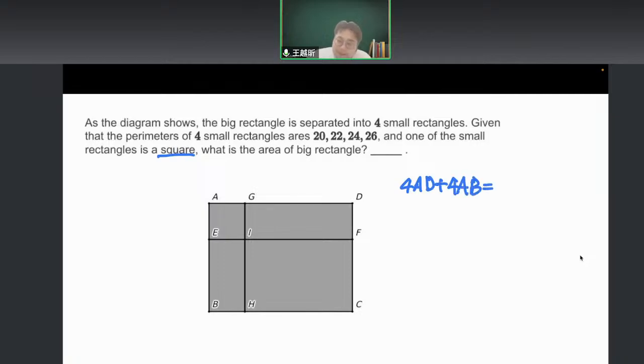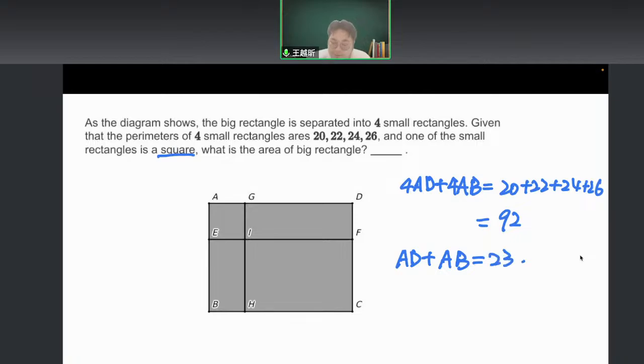is just 20 plus 22 plus 24 plus 26. So the answer is just 92. And we know AD plus AB equals to 23, right? AD plus AB is just 92 divided by 4, equals to 23. Now, after that, we know only 1 is a square.